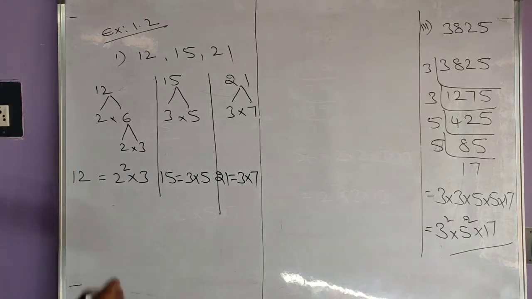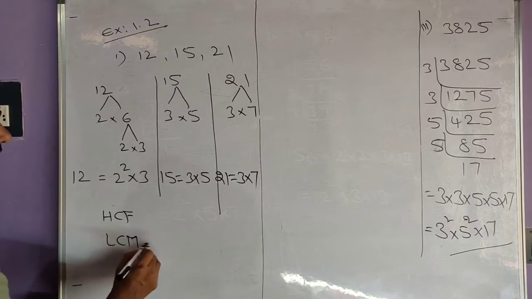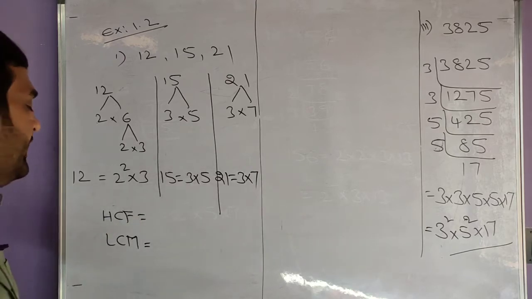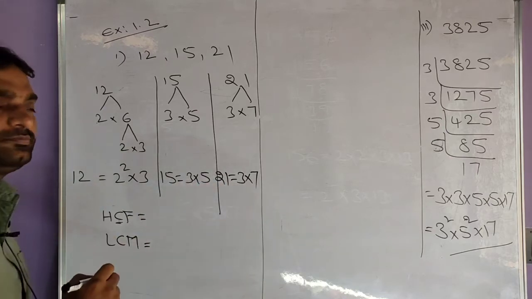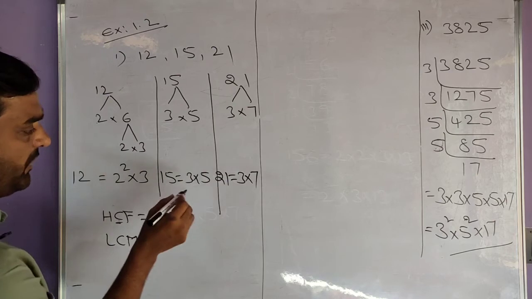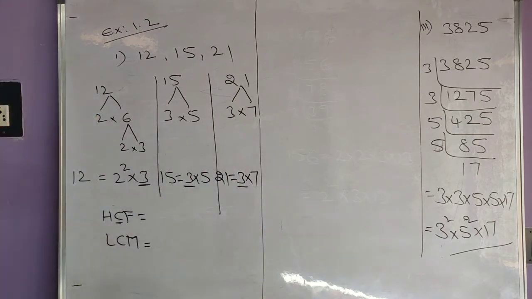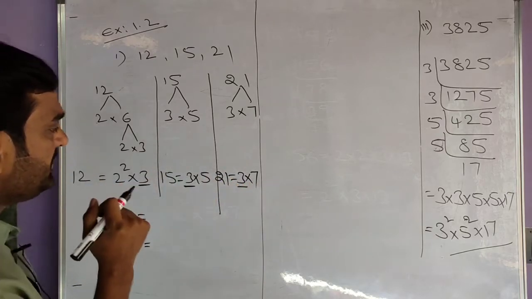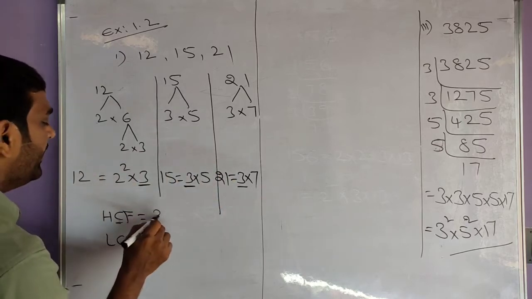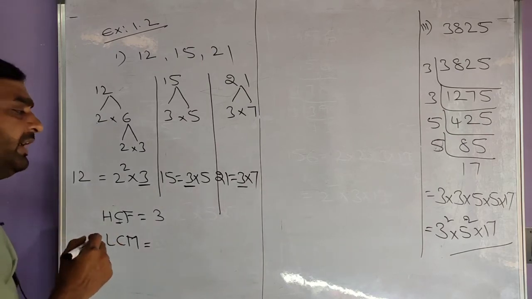Now listen, here we need HCF and LCM. HCF is the highest common factor, common in every term. What is common here? 3, 3, 3. Is there any number common in 12, 15, 21? No, only 3 is common. So the HCF of 12, 15, 21 is 3. And LCM is like this.